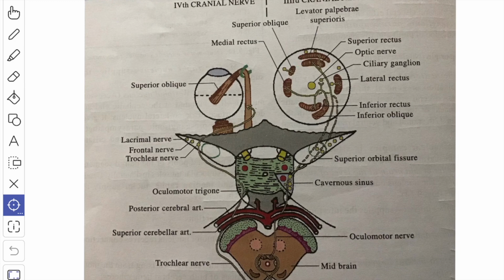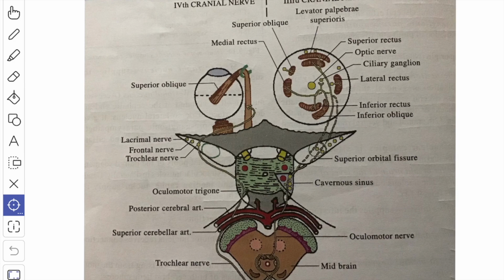Next we'll see about the inferior ramus of the oculomotor nerve in the orbit. The inferior ramus divides into three branches. The first branch passes medially below the optic nerve and supplies the medial rectus muscle. The second branch supplies the inferior rectus muscle and the third branch supplies the inferior oblique muscle. The nerve to the inferior oblique sends a communicating branch to the ciliary ganglion, which acts as a parasympathetic route.